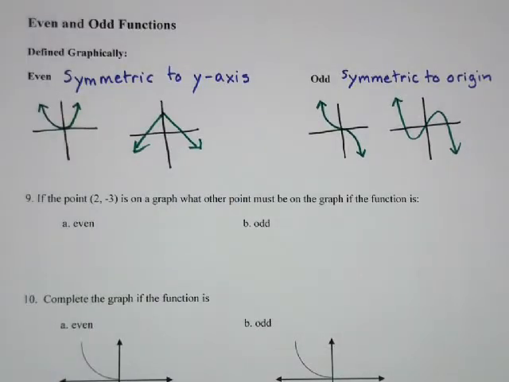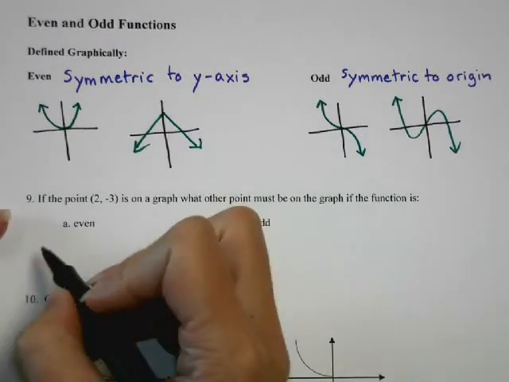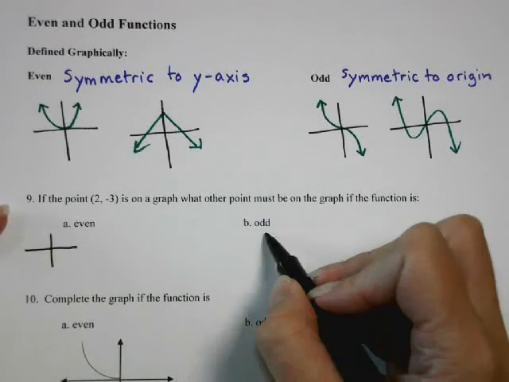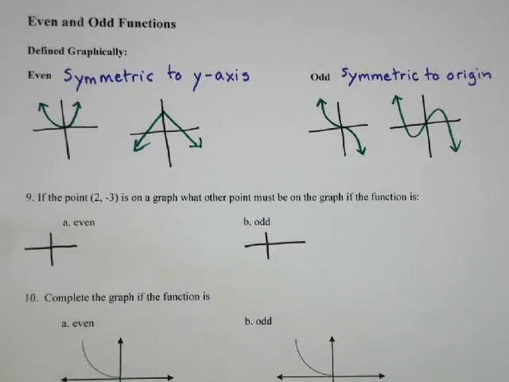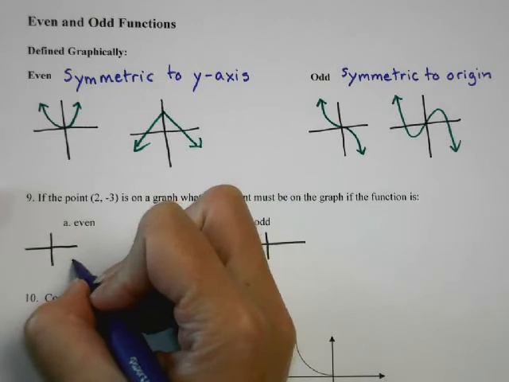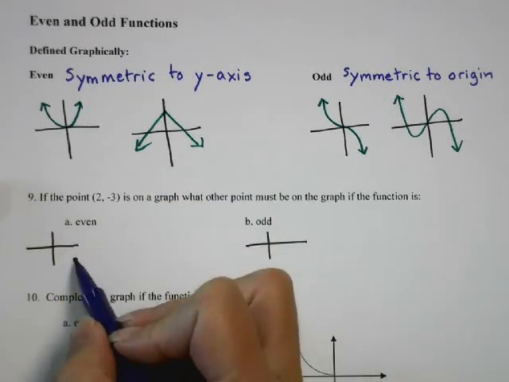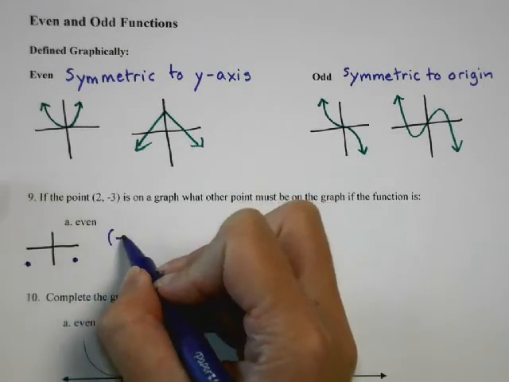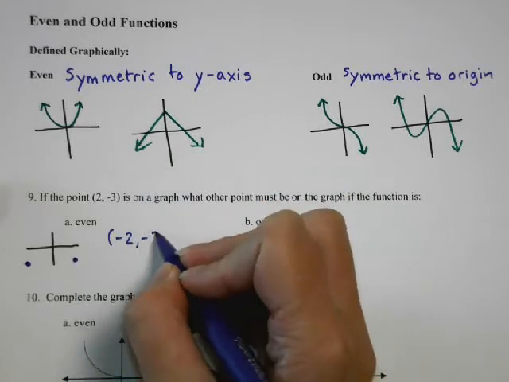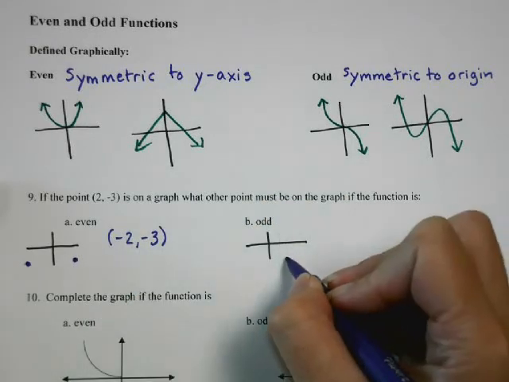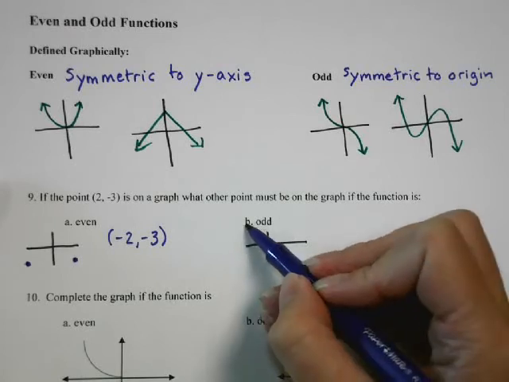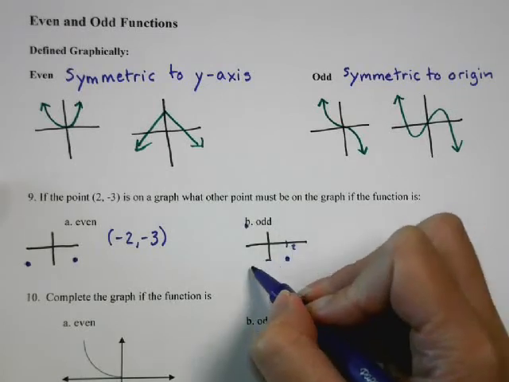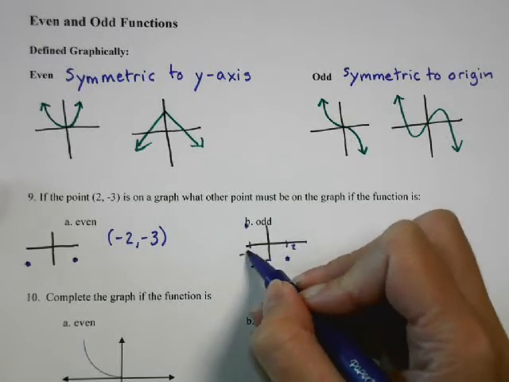So if the point 2, 3 is on the graph, what other point must be on the graph if the function is even versus odd? Sometimes it's helpful just to sketch yourself a little picture. So the point 2, negative 3 would be down here. If it's even, then there's a point on the opposite side of the y-axis. So it would be at negative 2, negative 3. If it's odd, then I have it over here. So if this is 2, negative 3, this would be negative 2, positive 3.